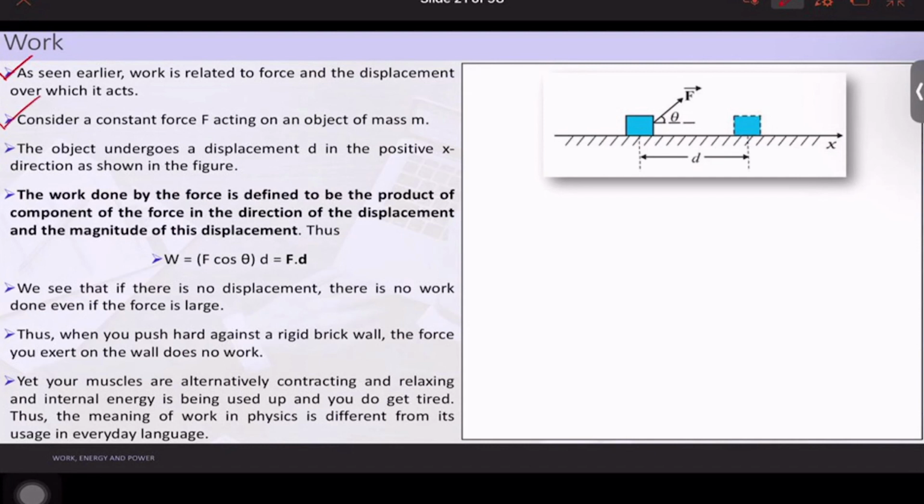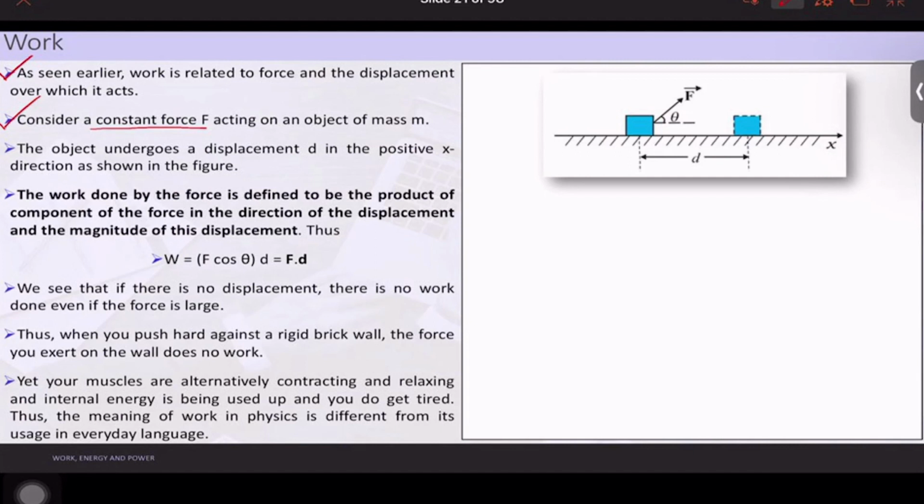Consider a constant force. Please remember we are only working with constant force for now. In the subsequent slides we will understand variable force also. So variable force basically means that with change in time there will be change in the value of F. Okay. Constant force here basically means that with the change in time the value of F is constant. Fine. So let us start understanding this concept here.